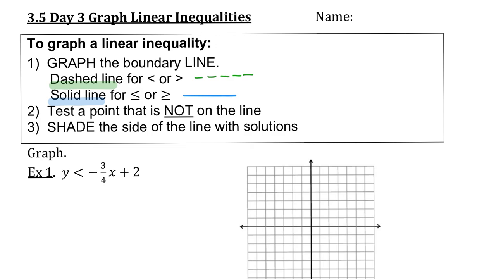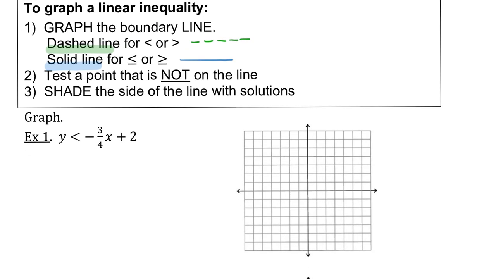Okay, after we have the boundary line, then we're going to test a point on the line like we did yesterday, and we'll shade this side with the solutions. Let's try the first one. Okay, first thing I have to graph is the boundary line. So let's look at the inequality before I start because I will forget. Okay, this is less than. There's no equal sign, so it's going to be a dash line.